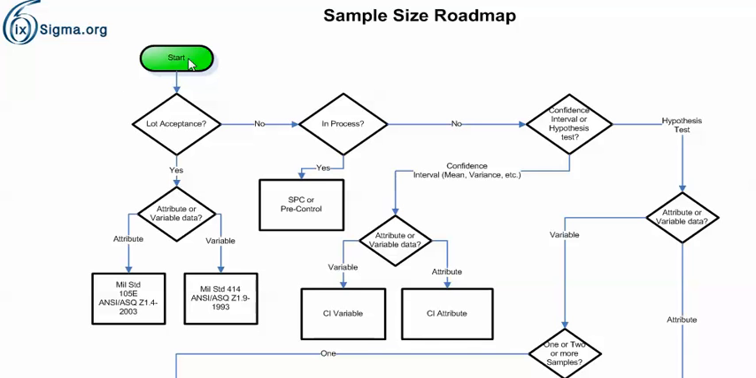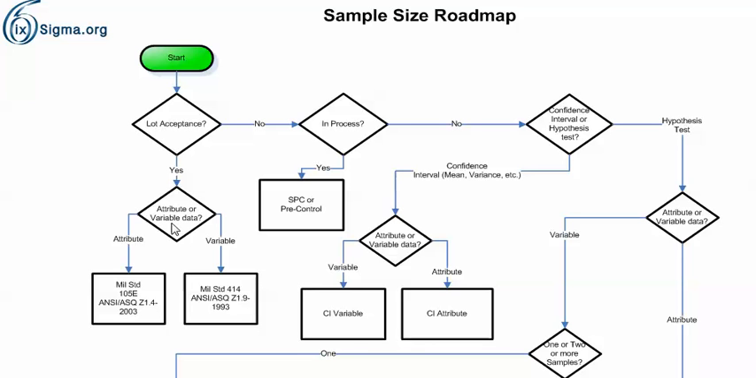So we'll start up in the left-hand corner here, and the first question that we're asked is, do we have lot acceptance? In other words, are we intending to use the sampling to accept lots or reject lots? The idea is that a lot comes in, we pick a number of those items, and based on whether X number pass or fail, we reject or accept the lot. So if that is your intent for sampling, then the next question is, is it attribute or variable data?